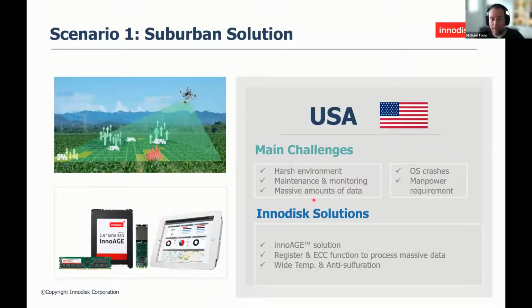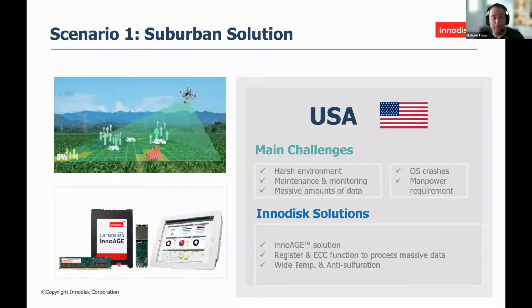A lot of data is needed because they use a drone to make pictures of the outside of the fields in this case. There's a lot of OS crashes. This is done because there's power shutdowns, etc. And there is not enough manpower requirement. So you need a solution that is basically available online and which is able to be monitored in a way that if it actually needs maintenance, it tells you in advance.